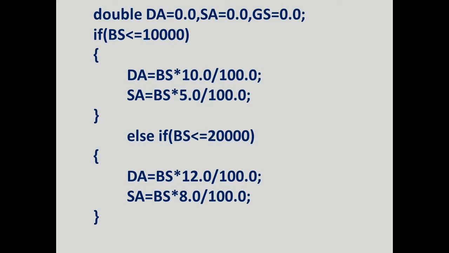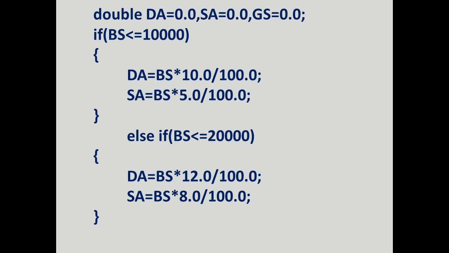We are giving 10.0 divided by 100.0 because it may be a decimal number, and we mentioned a double data type also. Because of that you have to give it like this, otherwise some error may happen. Okay, SA is equal to BS into 5%, that means 5.0 divided by 100.0. Then close the bracket.